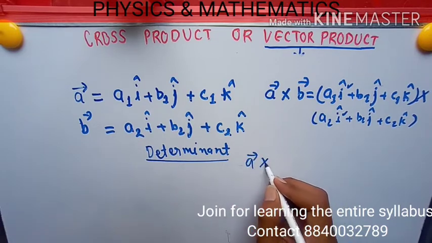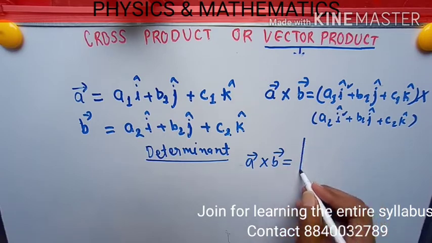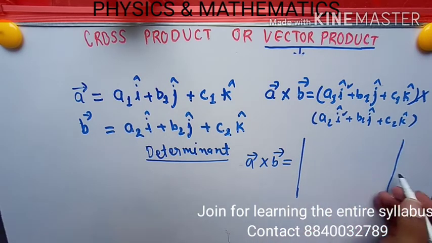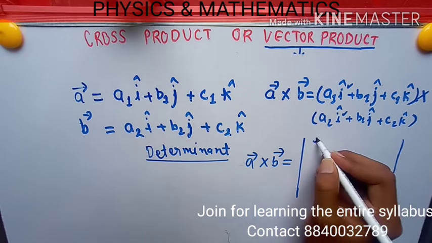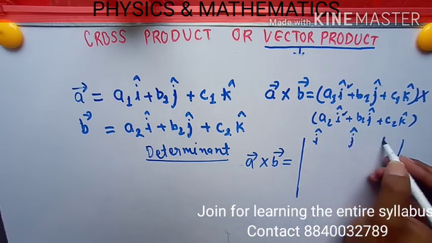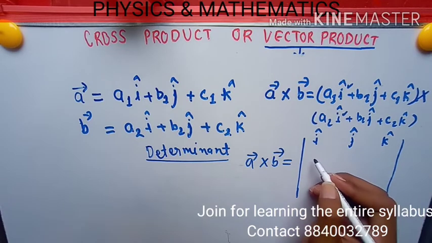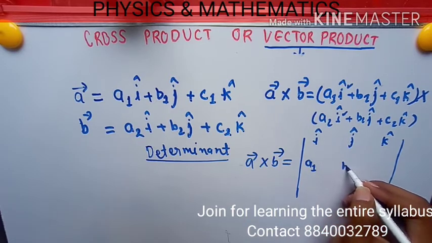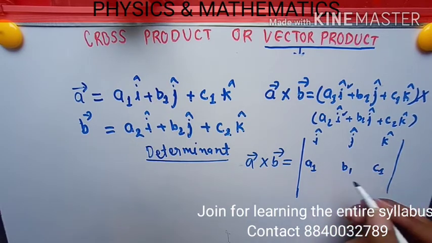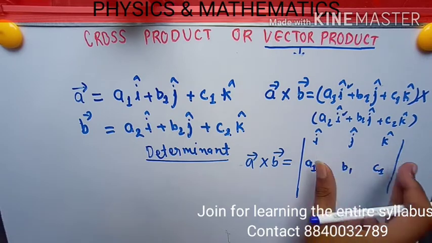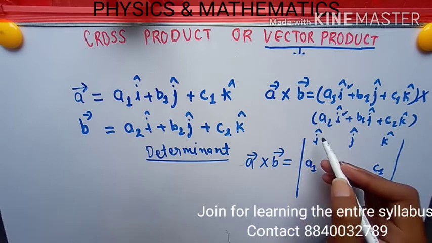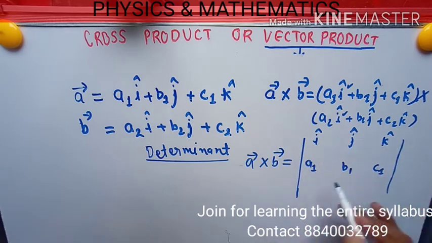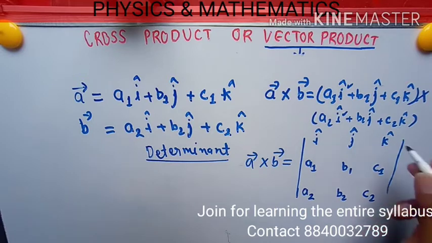When you cross two vectors, you will write them like this. Understand? You will put i, j and k. Thereafter you will put the vector A: A1, B1 and C1. While putting this vector, you need not put i, j, k because you have already written them there. Okay, these are rows and these are columns. So the third row will be A2, B2 and C2.